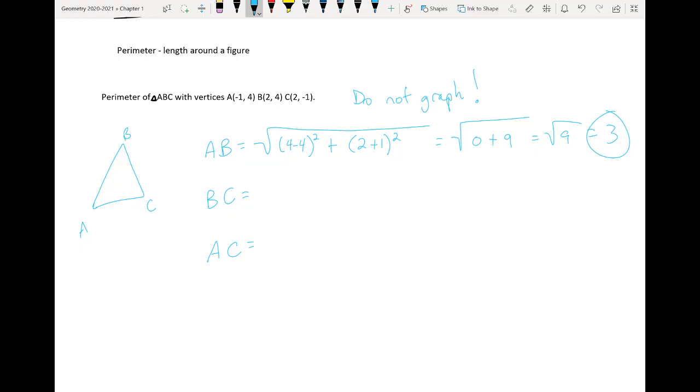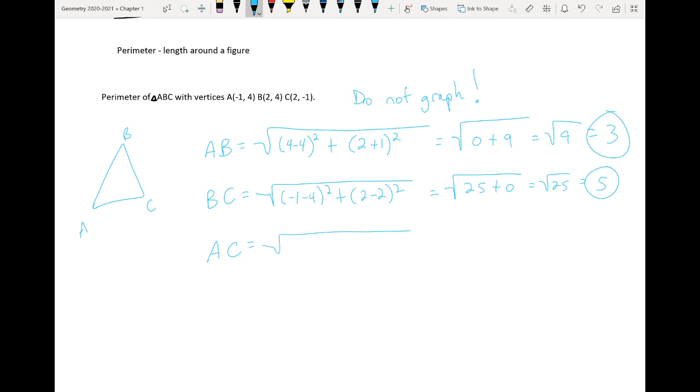For BC, I'm going to take the difference of the y's, -1 minus 4 squared, plus 2 minus 2 squared. Again, I'm going to get a similar sort of thing. -1 minus 4 is -5. Squared is 25. 2 minus 2 is 0. Squared is 0. And the square root of 25 is equal to 5. Okay? And then last but not least, I have AC.